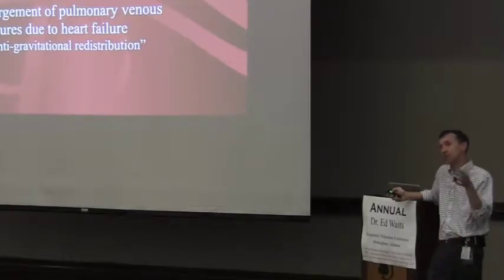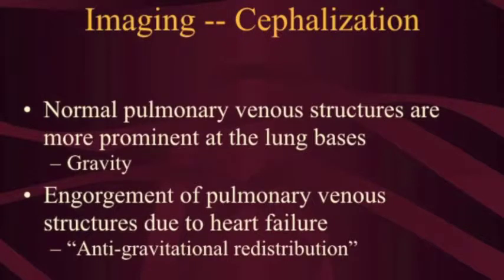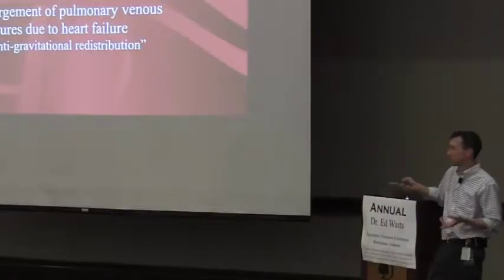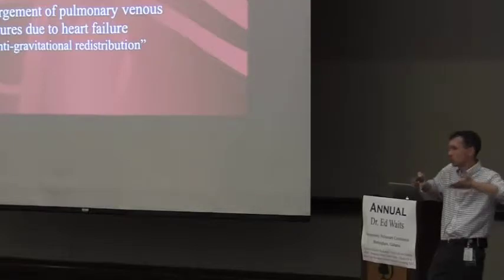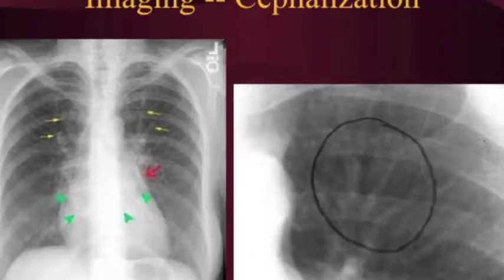So if I stand on my head and you do my chest x-ray, I'm going to have cephalization because now there's more blood flow at the top just from gravity. So if a person's not standing on their head and they have cephalization, that's a problem. What causes that engorgement of the pulmonary venous structures? Usually heart failure. And you get this great expression that I love, in quotes, "anti-gravitational redistribution," which sounds awesome. It basically just means that there's more blood flow. It still respects gravity, but not in the way that you would normally think of it. Just because of the high pressure, it pushes it up rather than down.